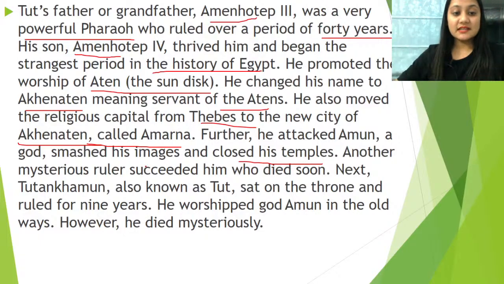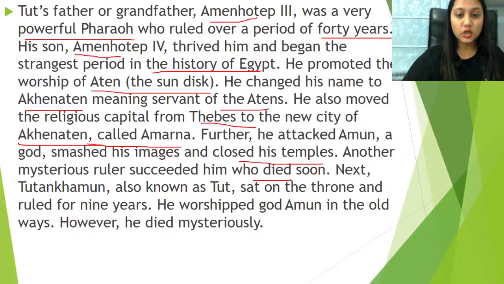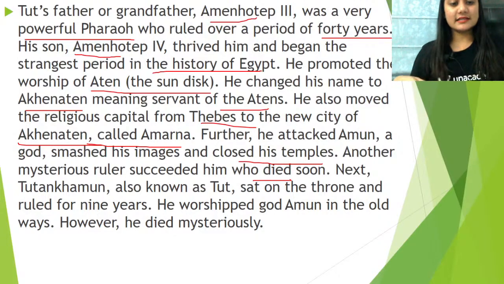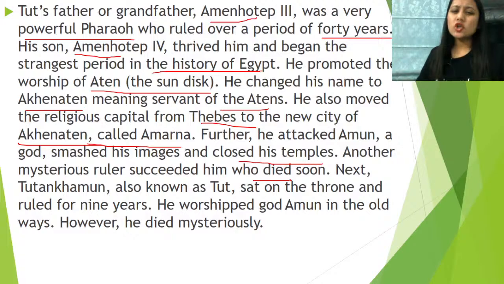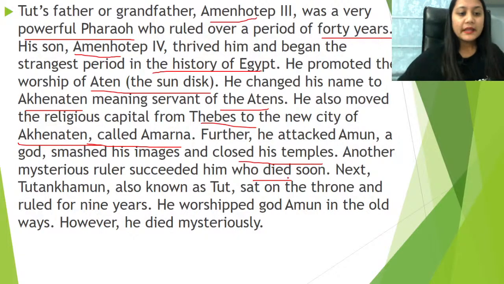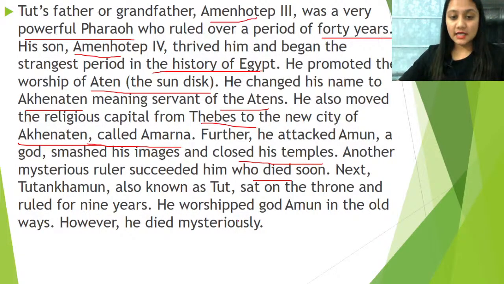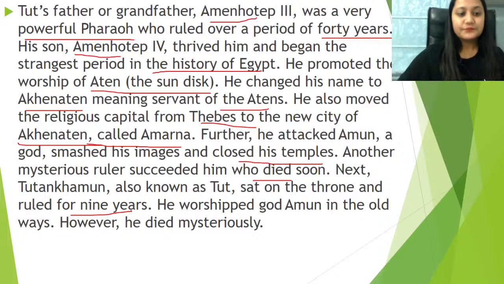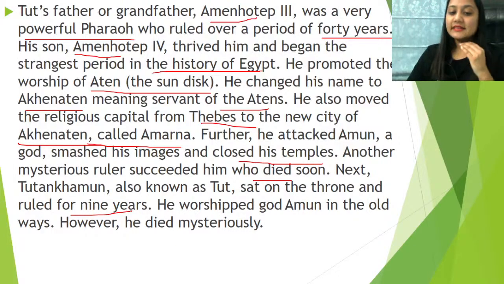Another mysterious ruler succeeded him after he died. So once he had lost his own life, another ruler ruled there, and he did not rule for a very long time though. Next, Tutankhamun, also known as Tut, sat on the throne and ruled for 9 long years. So now this teenager comes into the picture, whose name was Tutankhamun, and although he ruled for only 9 long years, he lost his life and nobody knows what exactly happened to him.